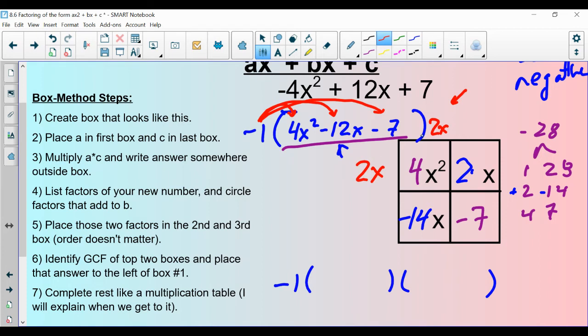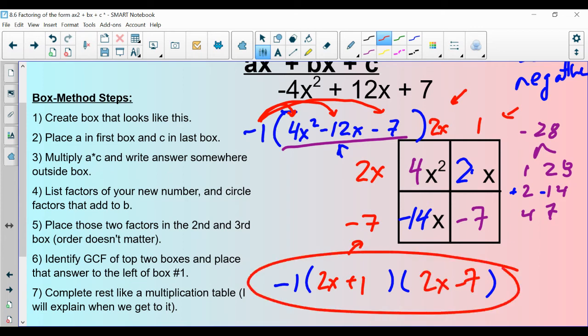Now you're going to ask 2x times what is 2x? That would just be 1. And then 2x times what goes here is -14x, and that would be -7, right? 2 times -7 is -14, and x, we already have the 1x there. We don't need it anymore because we only want 1. Is 1 times -7 -7? It is. So my factors are going to be 2x plus 1 and 2x minus 7. And that whole thing is our final answer.